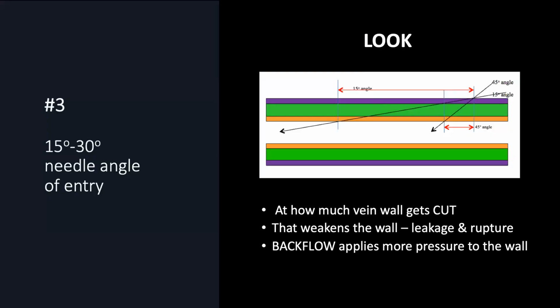Next, it's the needle angle of entry. That low angle, and look at it there, cuts a lot of vein wall as you enter. That weakens the wall, sets it up for leakage and for rupture. And when you're infusing fluids and there's backflow, it puts more pressure on this wall yet.